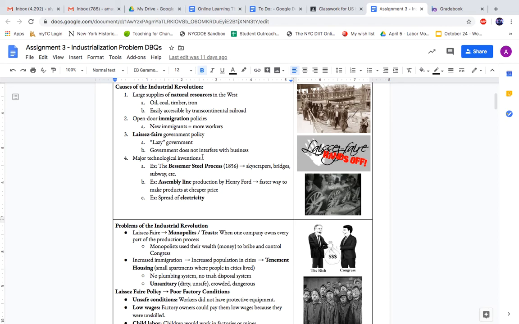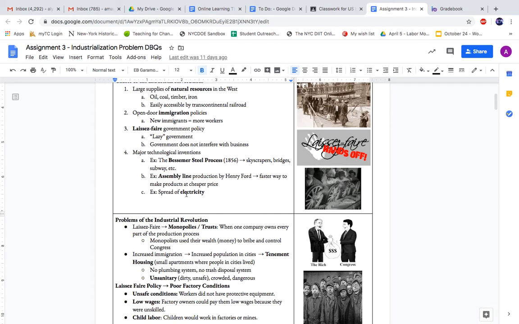And there were a bunch of major technological inventions and innovations, like the Bessemer steel process that made it really easy and cheap to produce steel. The assembly line production made by Henry Ford. We did an activity with this where it was, as shown in the GIF over here, a faster way to make products at a cheaper price. And we had the spread of electricity.